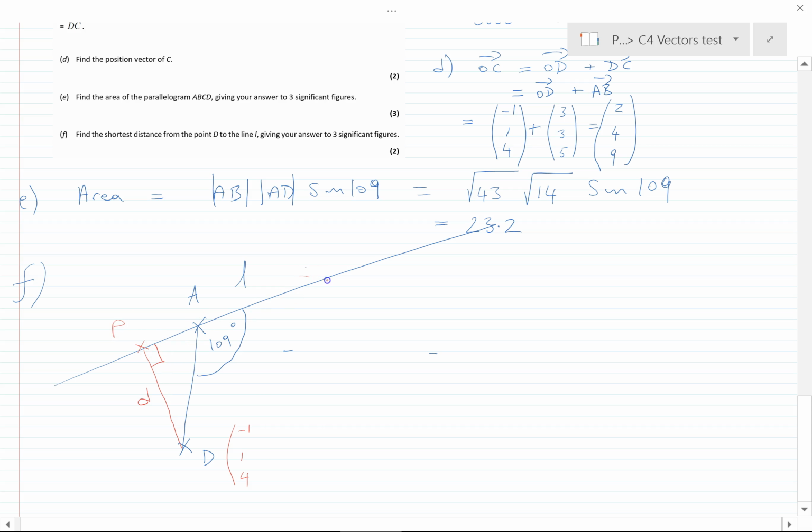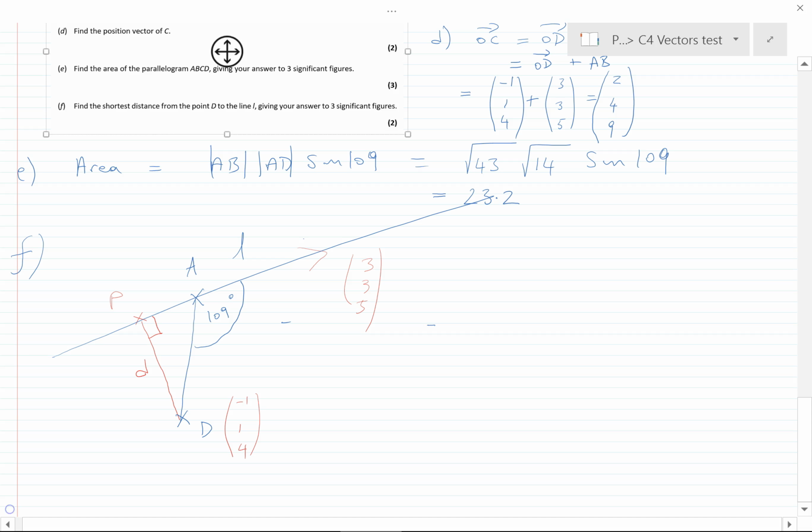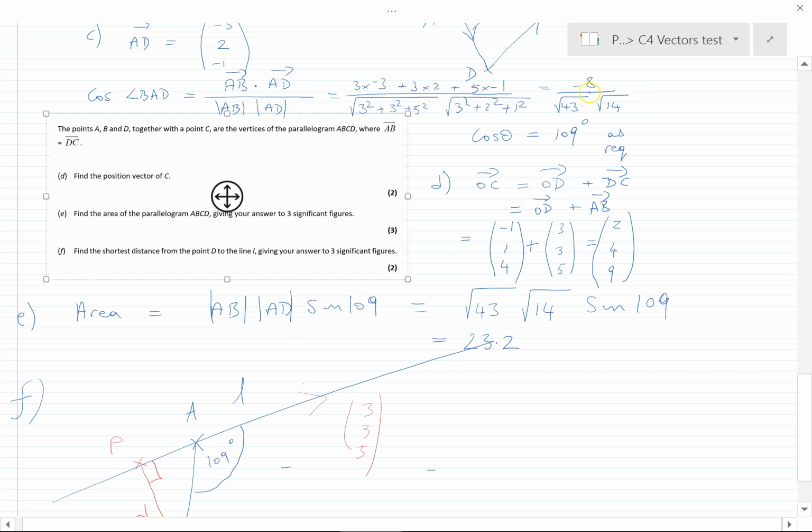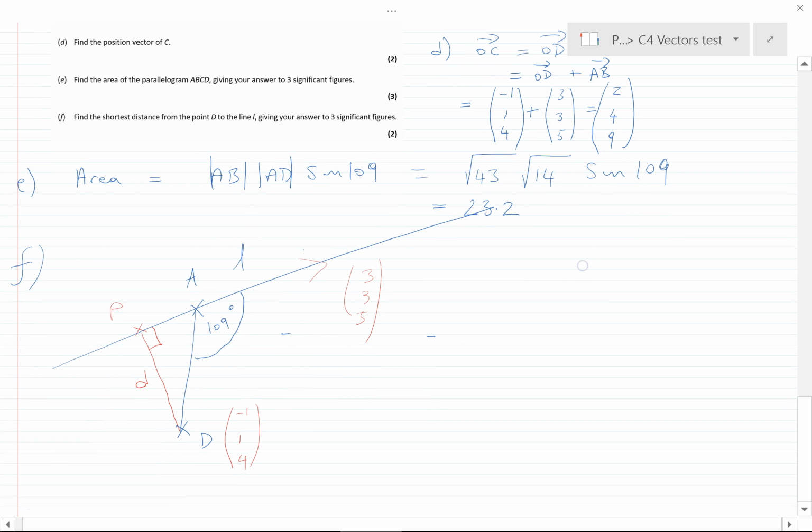We can do it. We use a dot product. We use the fact that we know the direction of this is 3, 3, 5. We work out the general point on this line, and work out the value of lambda, which gives us P, and then we're using Pythagoras to find the difference between P and D. But we don't need to do that here. We have already worked out the length AD. The length AD, so I had it here, AD, using Pythagoras, is the square root of 14.